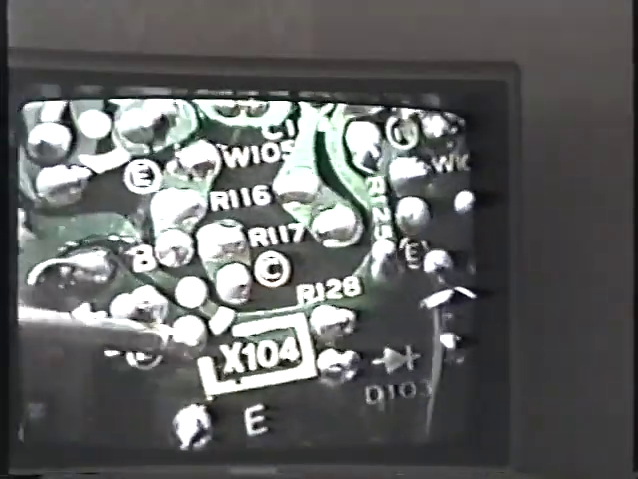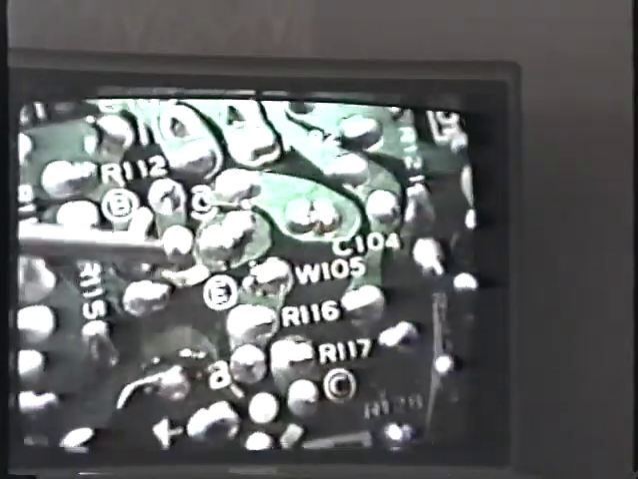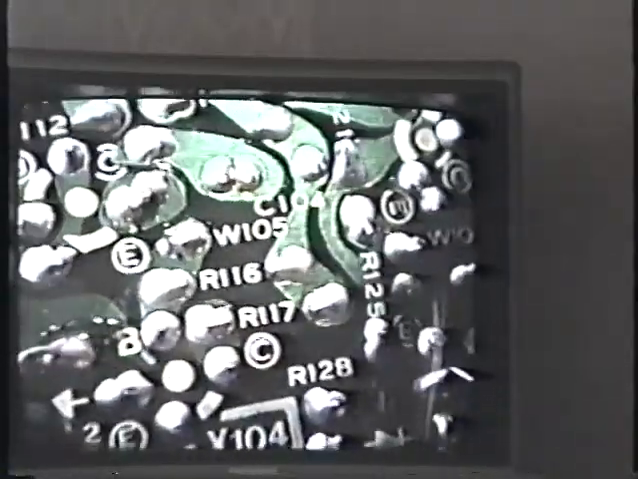Here, let me show you another one. Here's X104. See E, B. Here's another transistor, emitter, base. You know, they show it to you all over the place. Here's another one. Here's X402. Looks like it's been changed or tested. Collector, base, emitter.